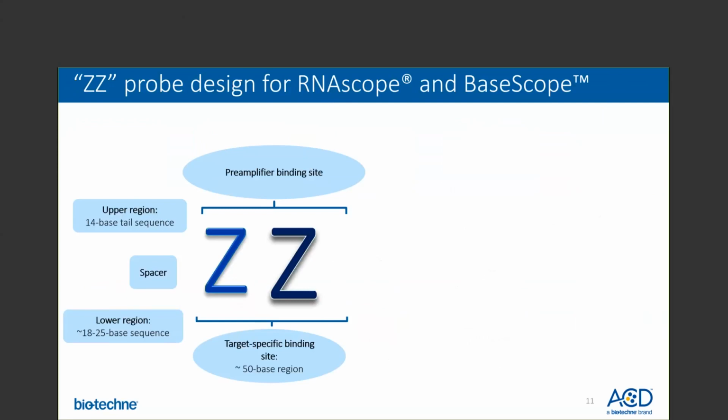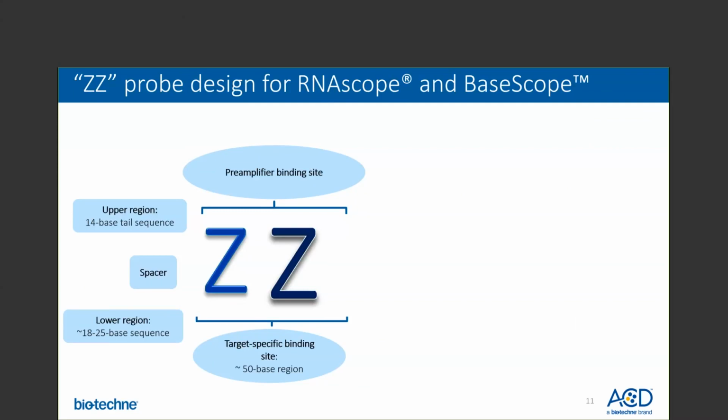The first key feature of the RNAscope technology is the probe design. Each Z probe contains 3 elements. The lower region of the Z is an 18 to 25 base sequence that is complementary to the target RNA. Each double Z pair will bind approximately a 50 base pair region. The lower and upper regions are separated by a spacer sequence. The upper region of a single Z is a 14 base tail sequence.